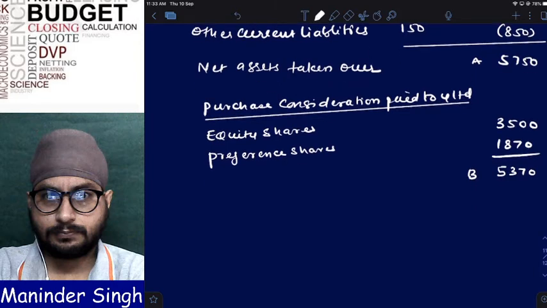So is it capital reserve or goodwill? Capital reserve, right? A minus B. How much is the capital reserve? 3,80,000, right? 3.8 lakhs. So 3,800.